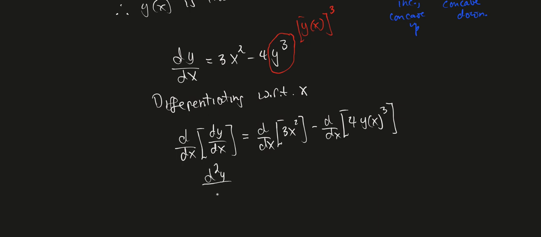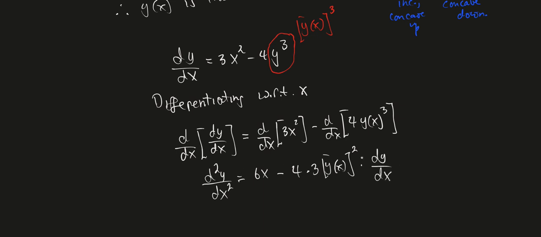So d2y dx squared. This part is pretty standard. That becomes 6x. And then here, this is where we have to be careful now. So the constant comes down. We have our 4. And then, thinking of it like this, apply the chain rule, bring the 3 down, keep the y of x, the so-called inner function. Not my favorite phrase, but it works. And then we multiply by the derivative of the inner function. But when I differentiate y, I get dy dx.